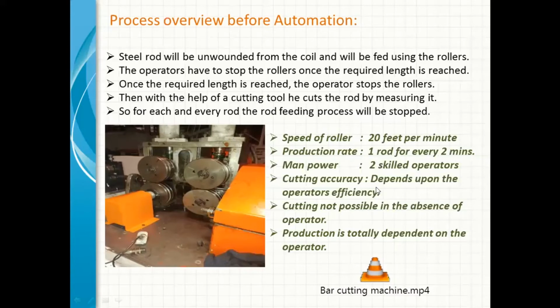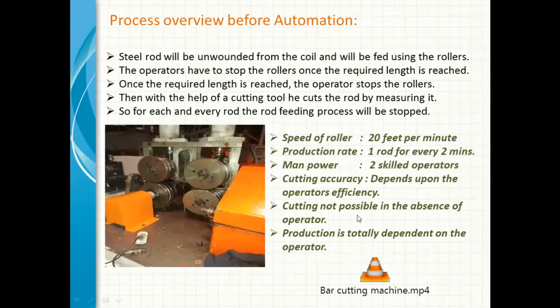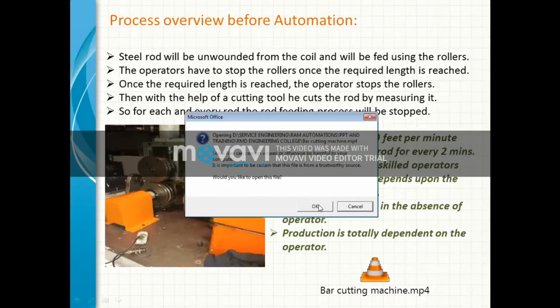So cutting accuracy depends on the operator's efficiency. Before automating this, the accuracy was around 25 to 40 mm. There would be a difference of 25 to 40 mm between different steel rods. So there was no accuracy at all. Cutting is not possible in the absence of the operator. Production is totally dependent on the operator. I want to just show a video of this before automation, how it was working.